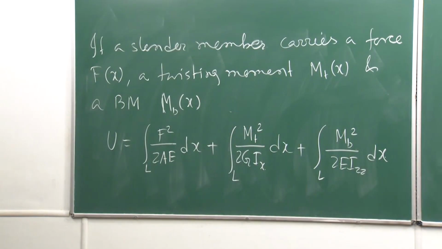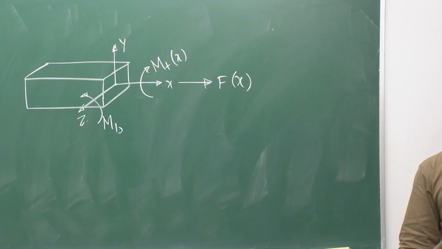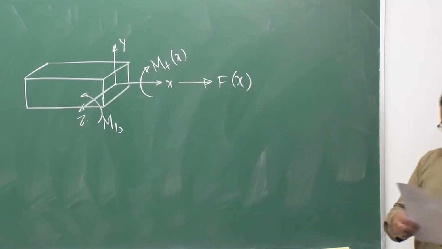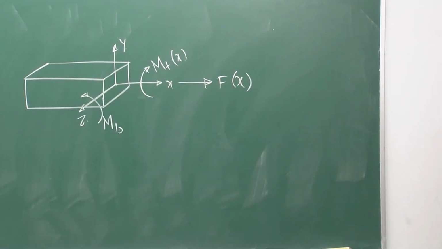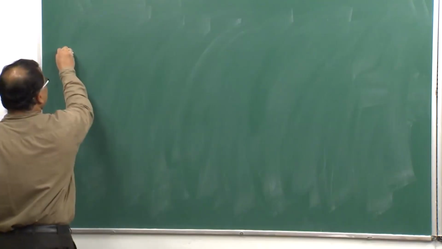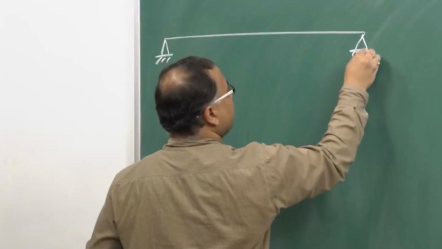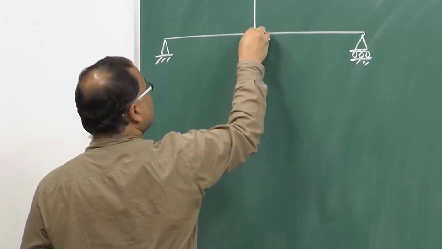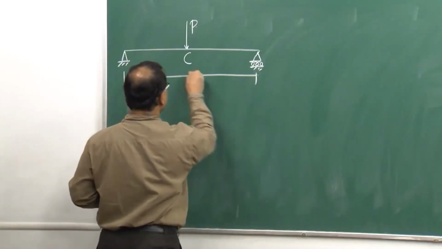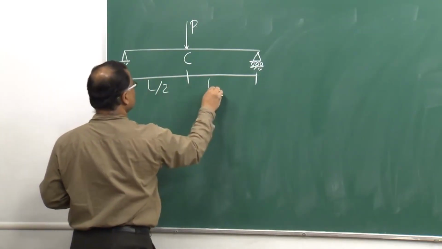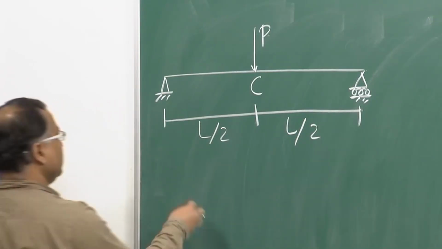Well, now we will take one simple example to understand this Castigliano's theorem, how we can apply this Castigliano's theorem to find out the deflection. Very simple problem we will be taking. One simply supported beam with a central load P at point C. This length is L by 2, this is L by 2, total length is L. Now, we need to find out delta C.